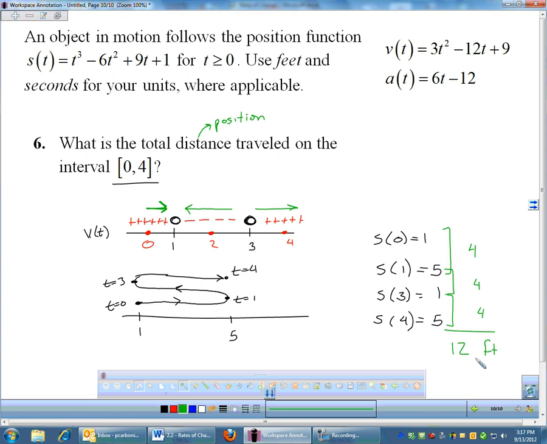That's a lot of traveling. So you have to consider distance traveled forward and backwards when you turn around when you're going to answer a total distance question.